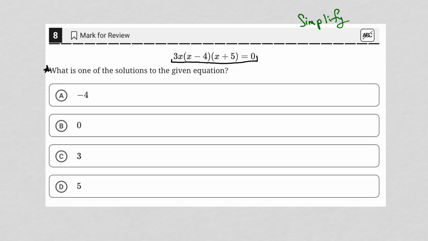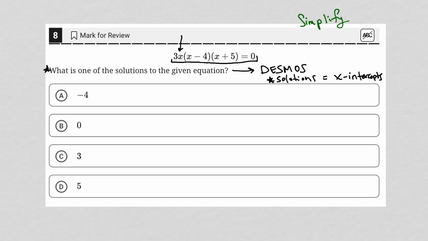So first of all, we could just plug this directly into Desmos. And the solutions will be the x-intercepts, right? So just make a note of that. It is probably the fastest way. Solutions equal x-intercepts.